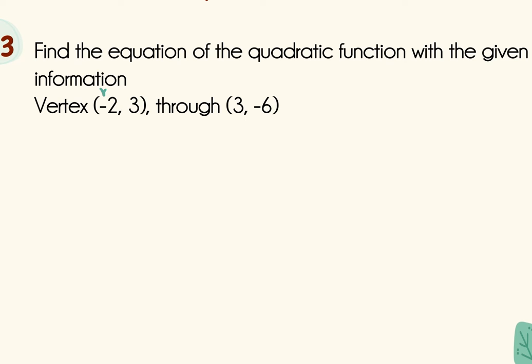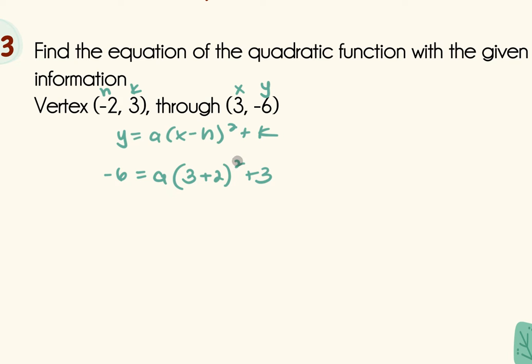So my vertex is (h, k), and my point is (x, y). Be careful there. You can't swap those, otherwise it changes the whole thing. So then I get y equals a(x minus h) squared plus k. y is negative 6, a is my unknown, x is 3, h is negative 2, so minus a negative 2 becomes plus 2, squared, plus 3. Don't forget your squared. That's the most common mistake.